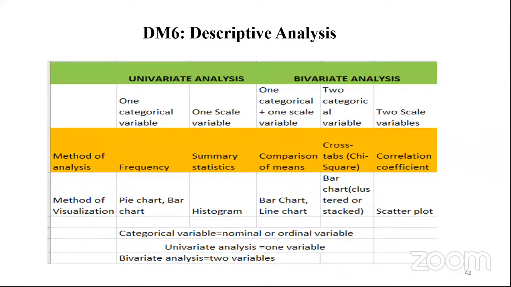Graphically you can use the bar chart, which are either clustered or stacked together. And in case you have two continuous variables or two scale variables, you do a correlation coefficient, and graphically you can run a scatter plot. So that particular part we'll see in more detail as we move on.